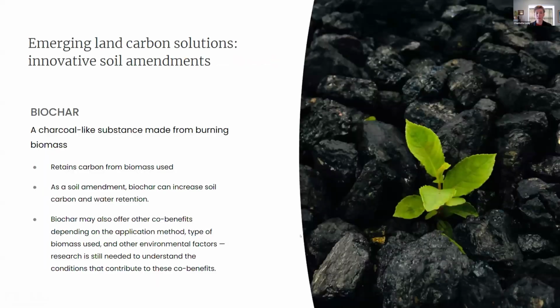So I understand that biochar is really important in California. I jumped a little bit ahead because I thought we were going to have talked about the biochar solutions first.